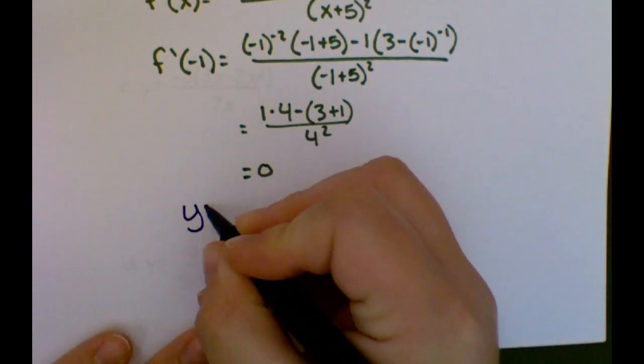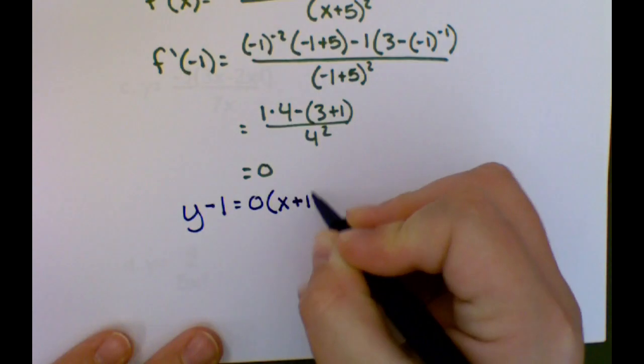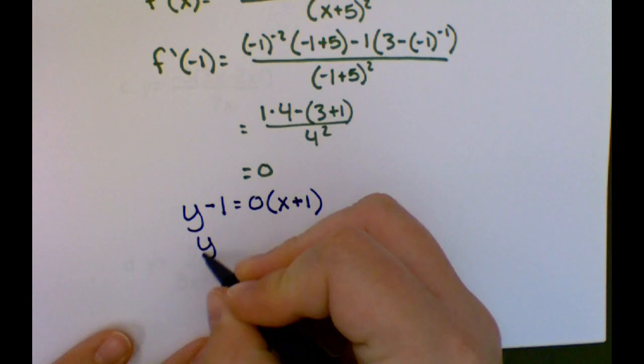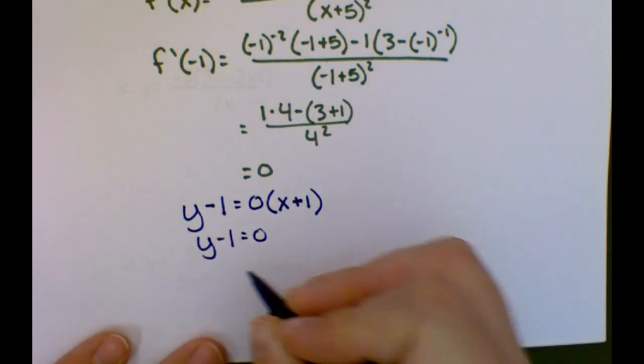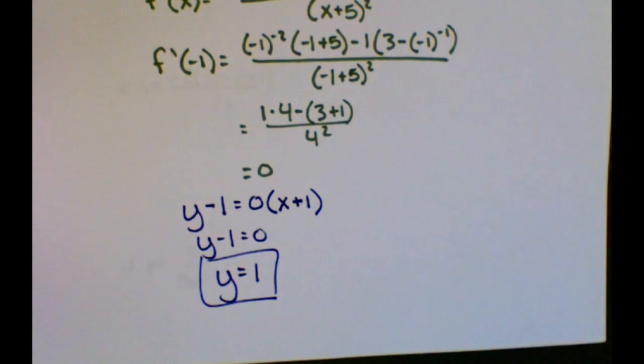So I do y minus y1 equals my slope times x minus x1. Distribute, I get y minus 1 equals 0. Add that 1 over. The tangent line is horizontal. It is y equals 1.